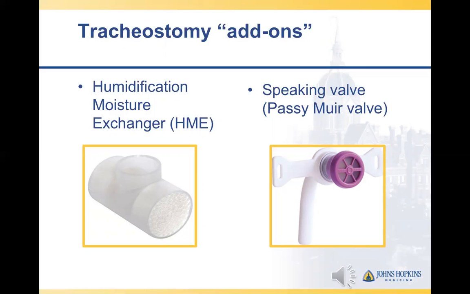Another common device placed on a tracheostomy tube is a speaking valve, or a Passy-Muir valve. The speaking valve helps direct air through the patient's vocal cords when they breathe out, allowing improvement in vocalization and speech.